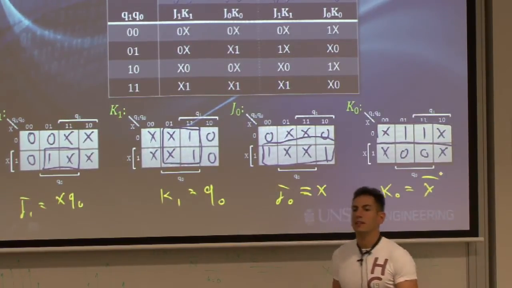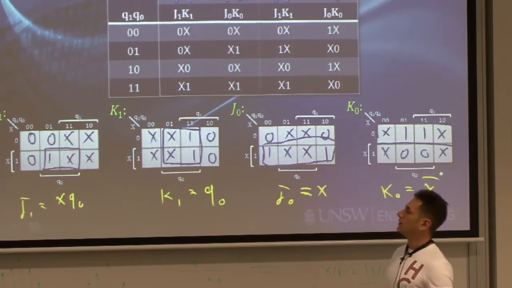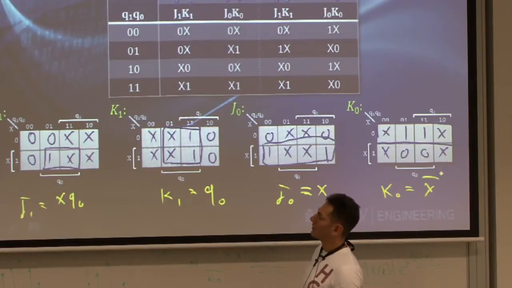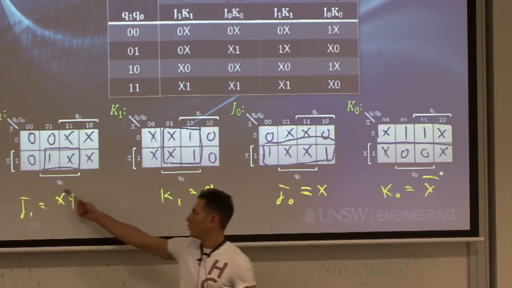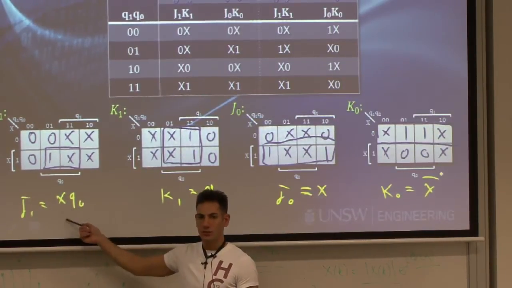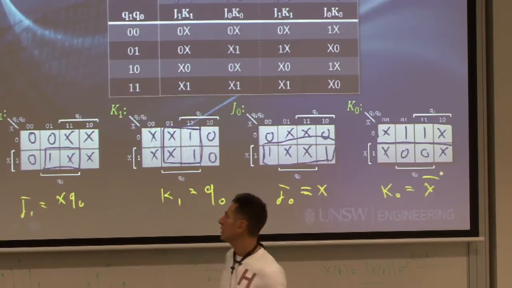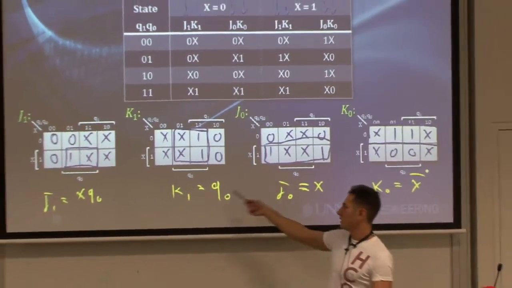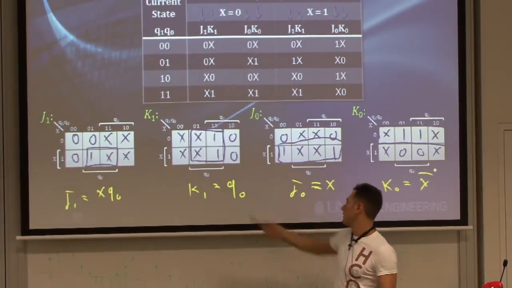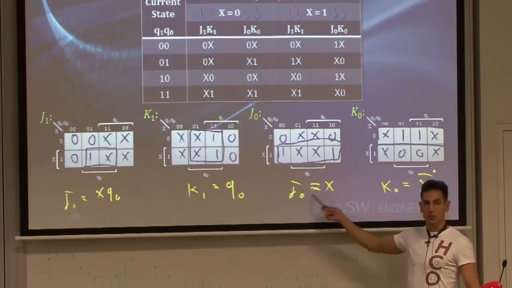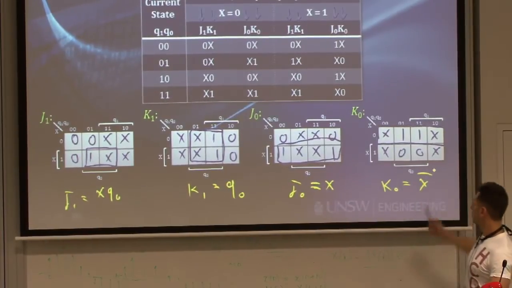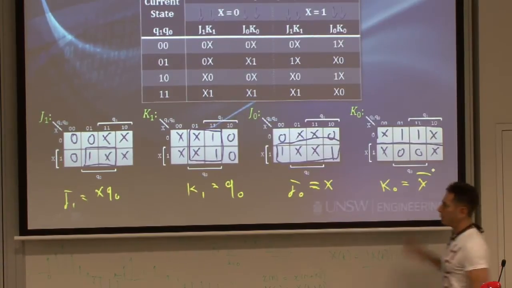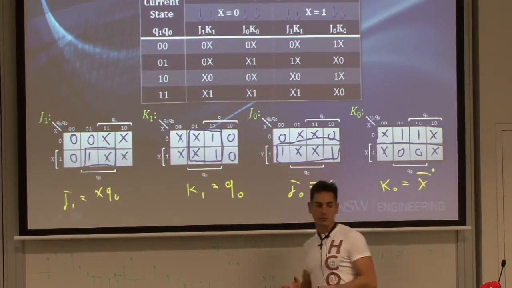If you look at the complexity of these equations, you realize we hardly have any gates. We have one OR gate here between two signals that are already available to us. These two don't actually need any gates. These are just wires connecting from one of the flip-flops back to the K. This is just connecting the input to the J. This will need one inverter to take our input and invert it. But overall, it's a fairly simple circuit.